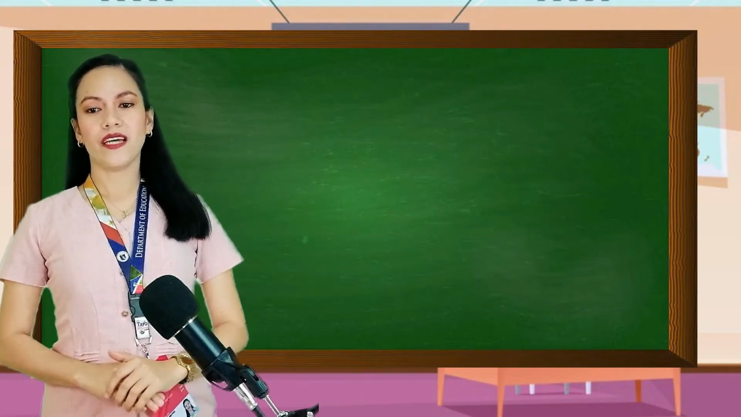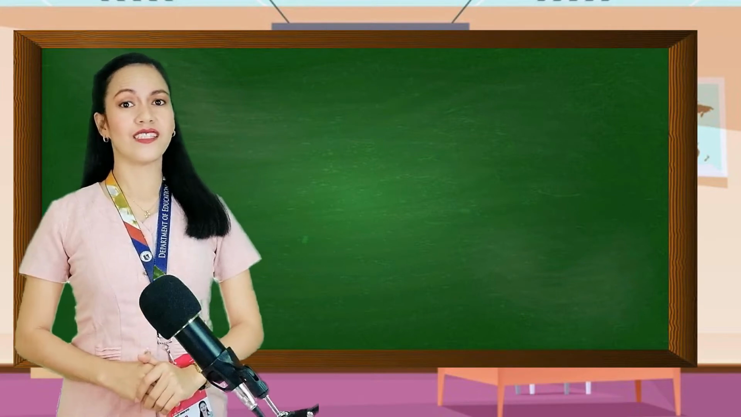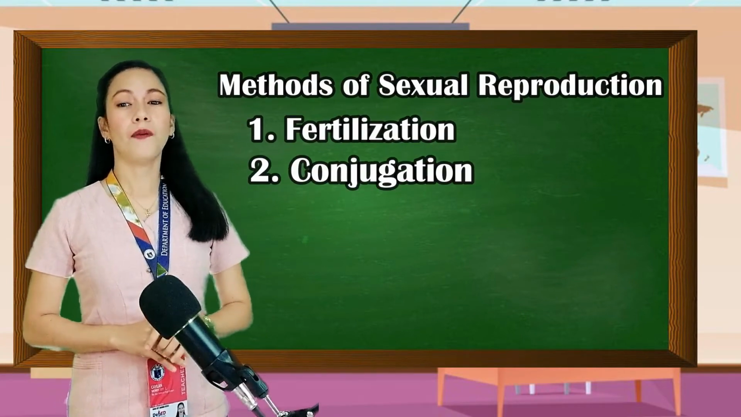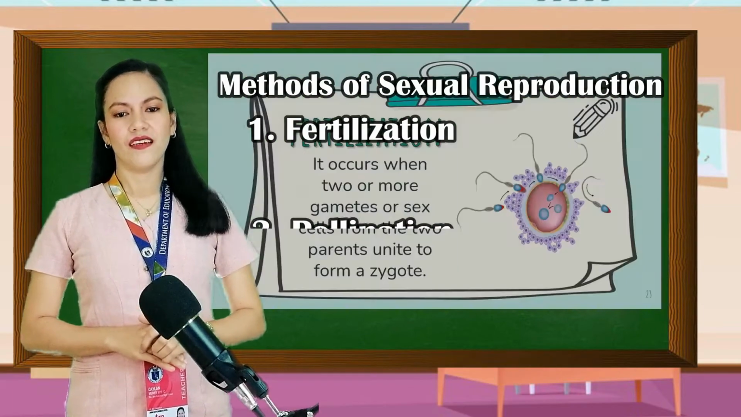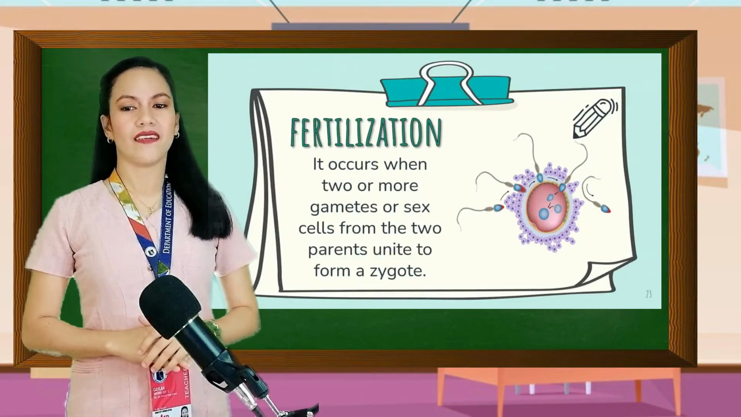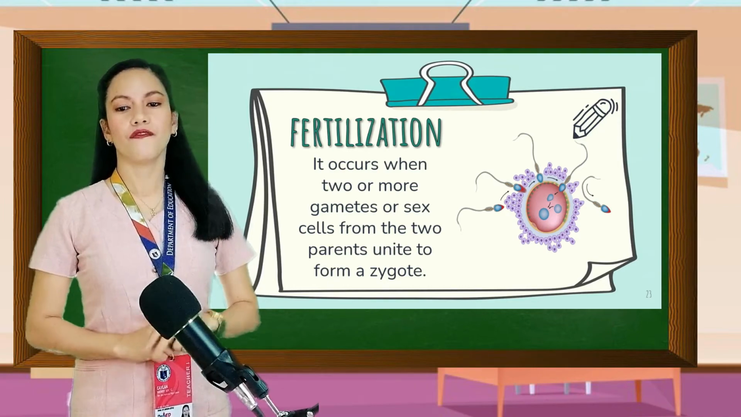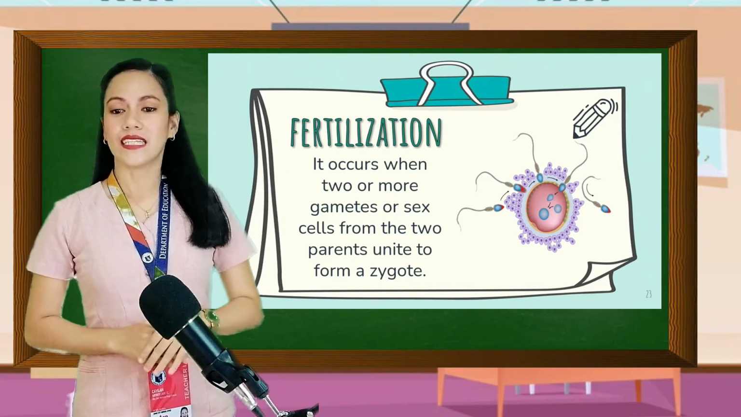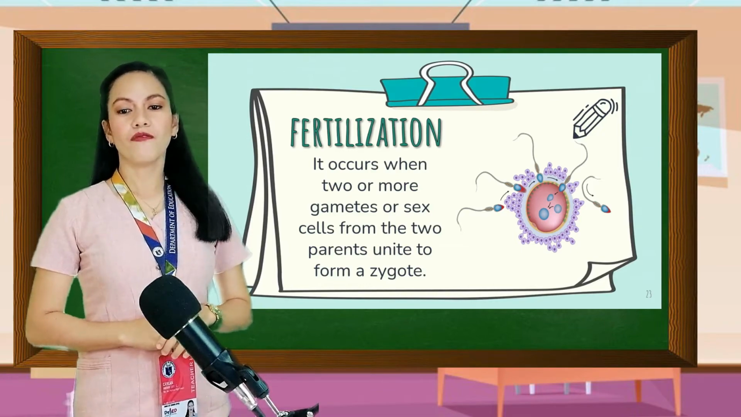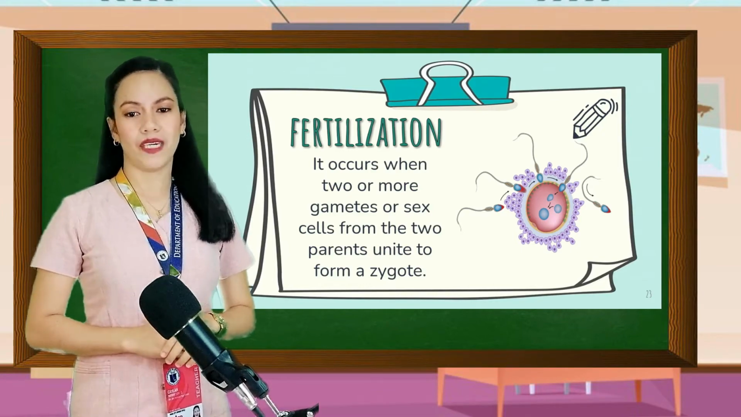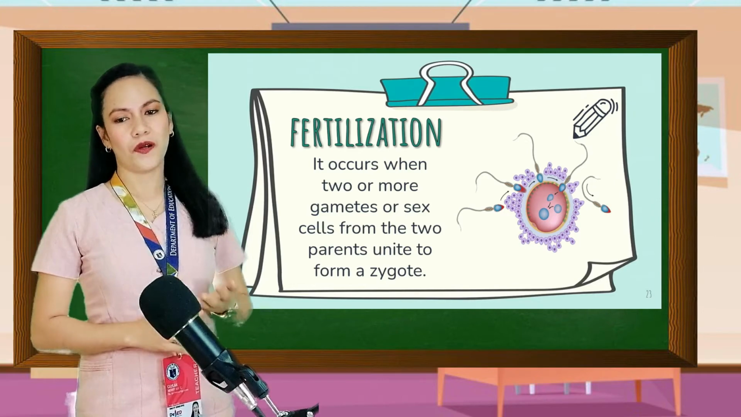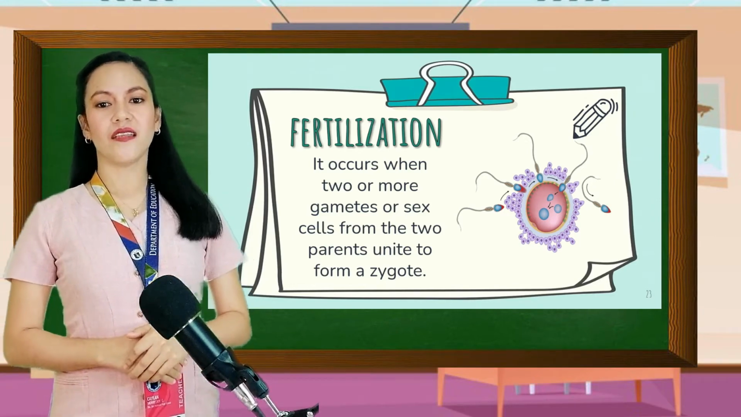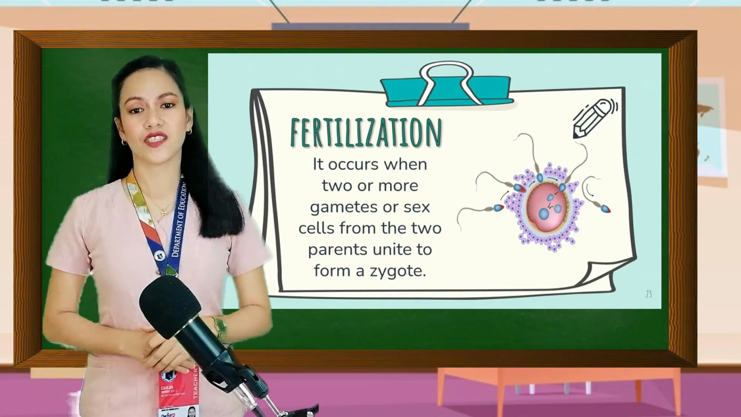Under sexual reproduction are different methods like fertilization, conjugation, and pollination. Fertilization happens when two gametes of two parents unite to form a zygote. The diploid zygote is formed through the fusion of haploid gametes, the egg and the sperm. Fertilization can be internal or external.